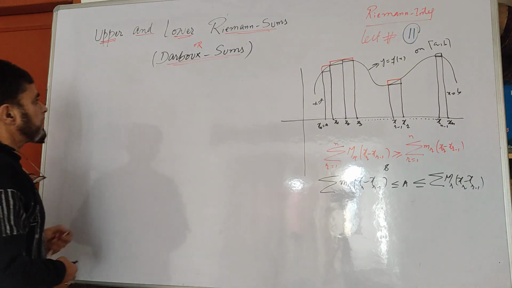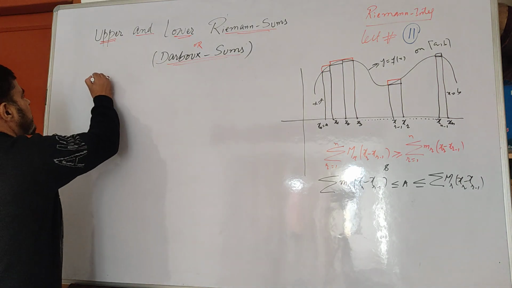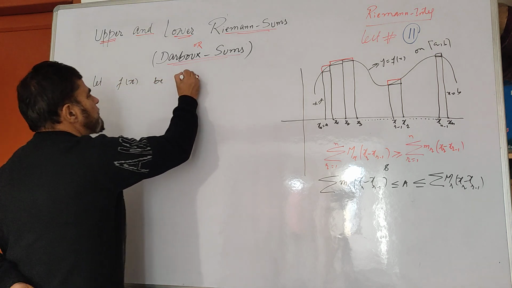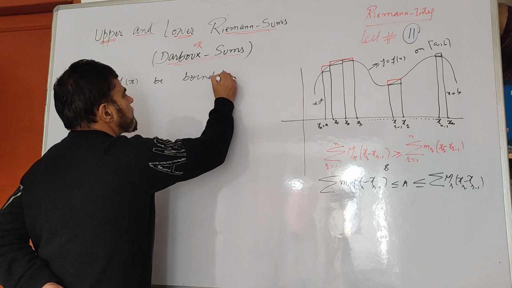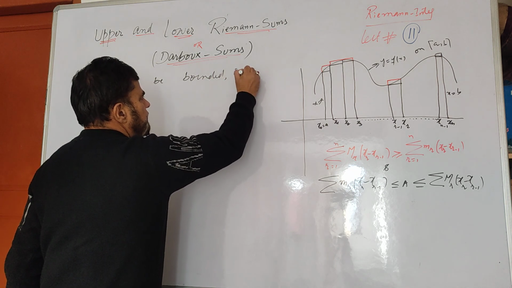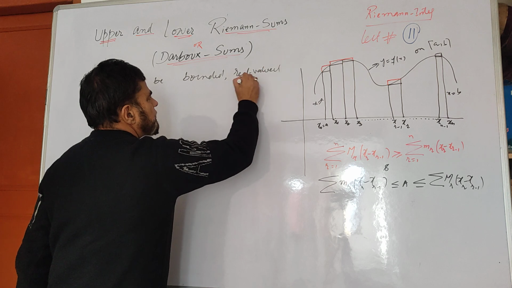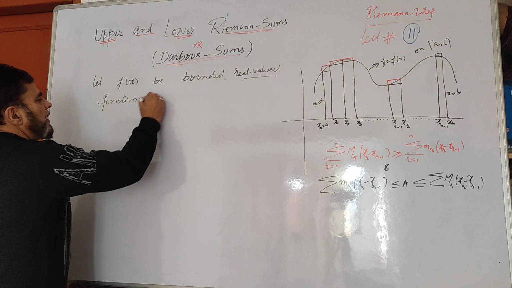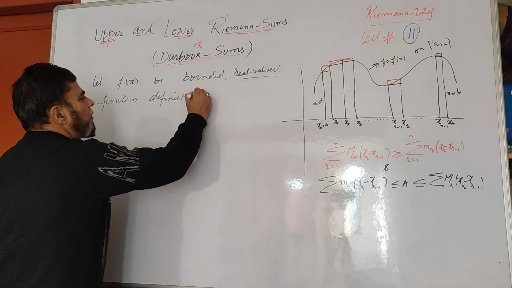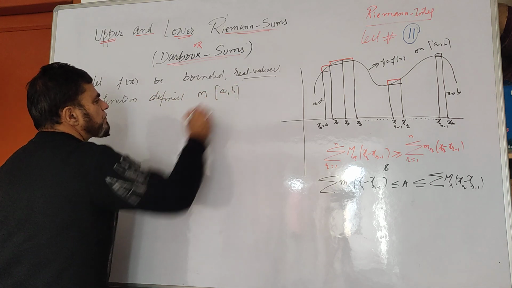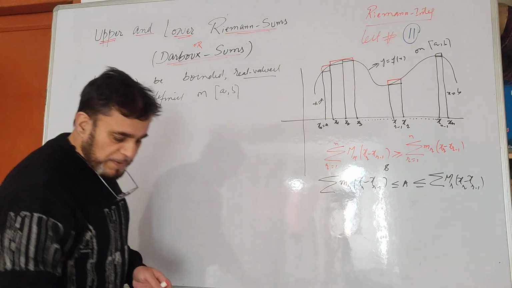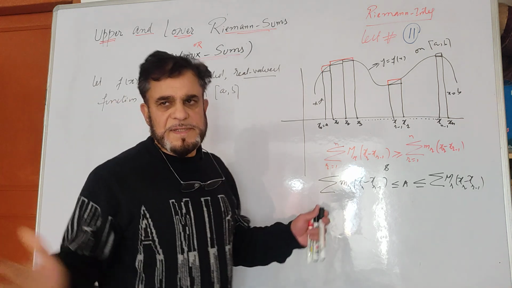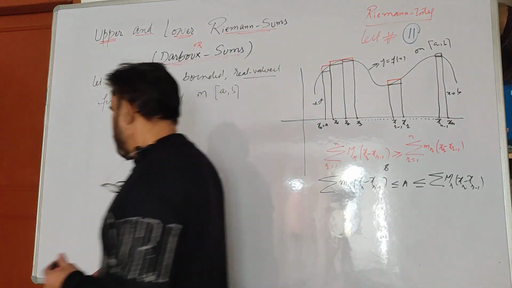You see how we start. We write, let us consider a function: let f(x) be a bounded, real valued function defined on the closed interval [a, b]. Clear? Then, since it is bounded, it has the GLB and LUB. It is caught between the minimum and maximum.